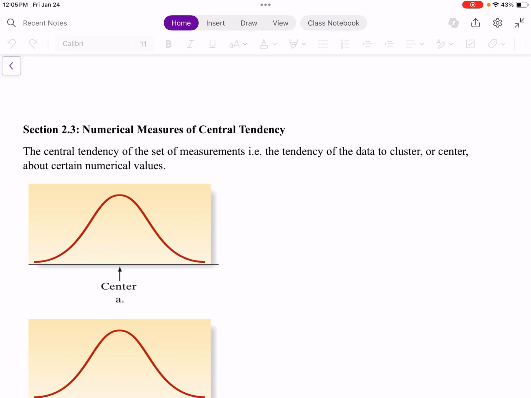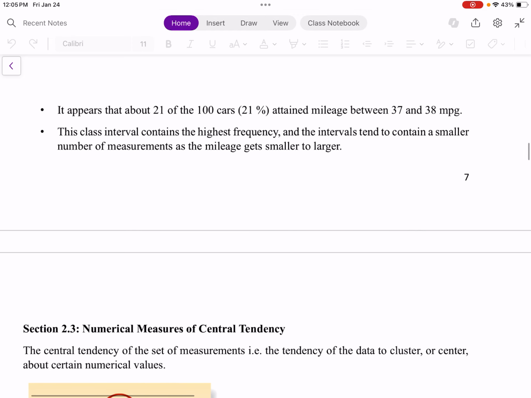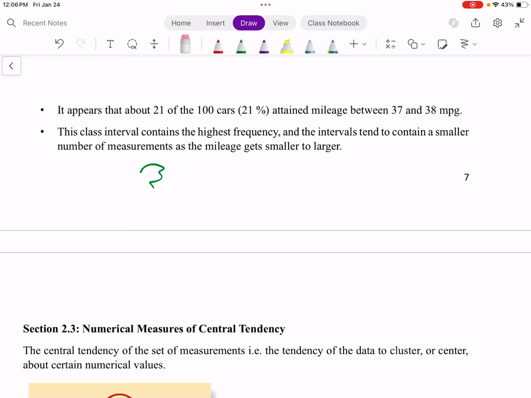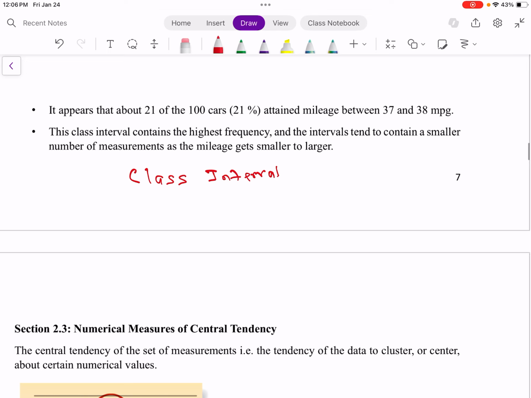Now let me add a few more points for the histogram. Depending on the size of the data set, we can pick the number of class intervals. Whenever we are constructing a histogram, we need to have a table. That table must contain a class interval and a frequency. So before you draw a histogram, you need to have class intervals, and the width of the class interval has to be the same. Every class interval must have the same width.